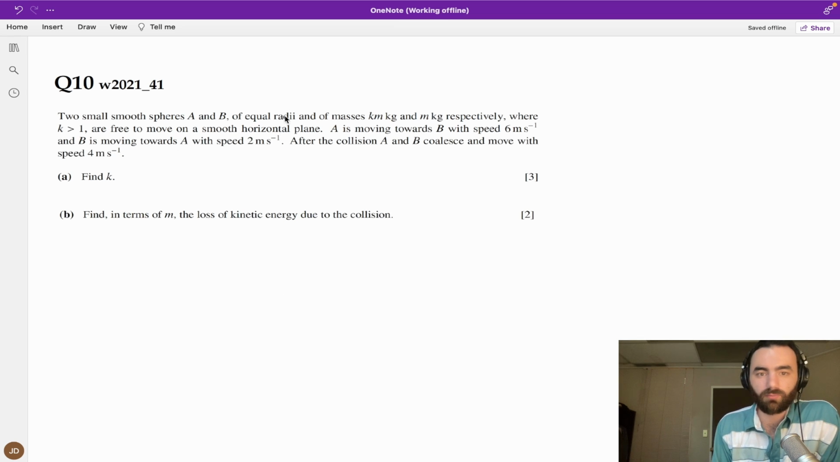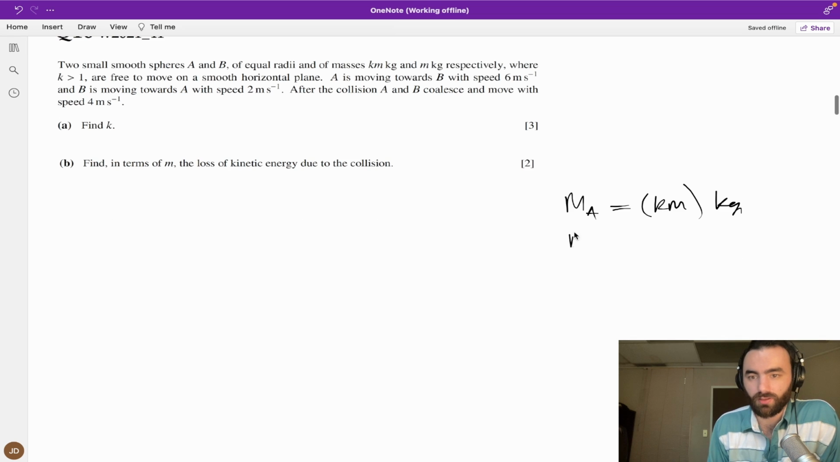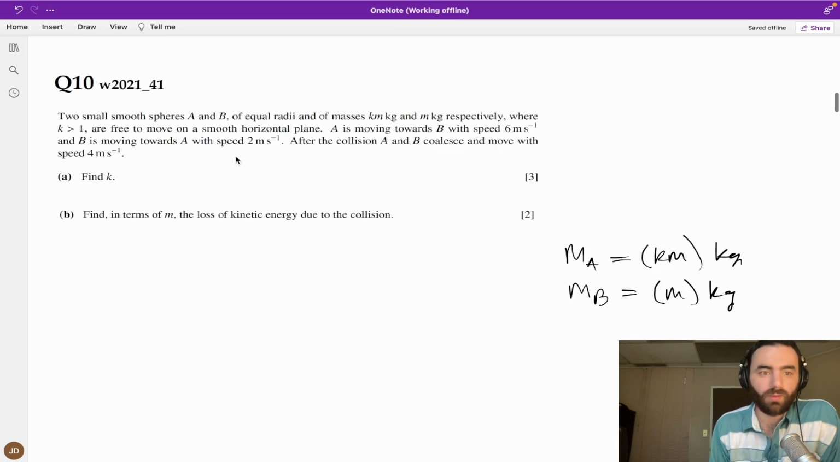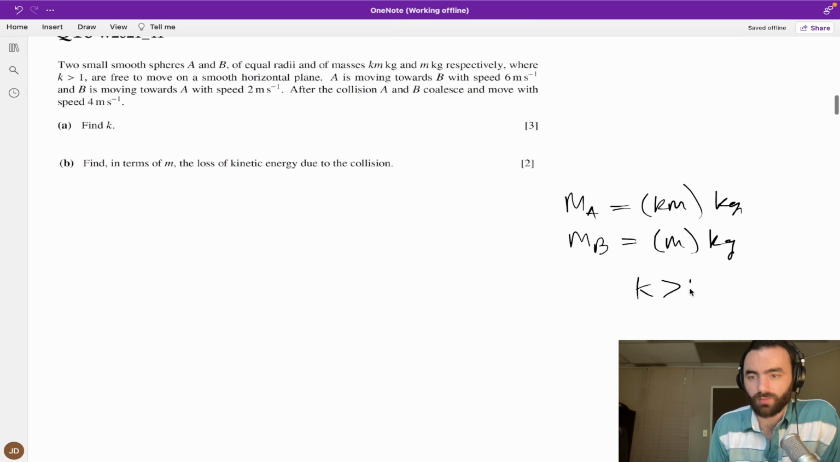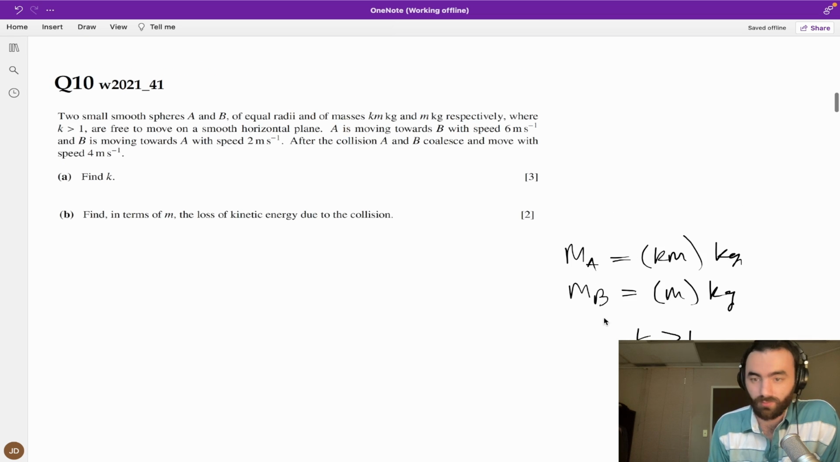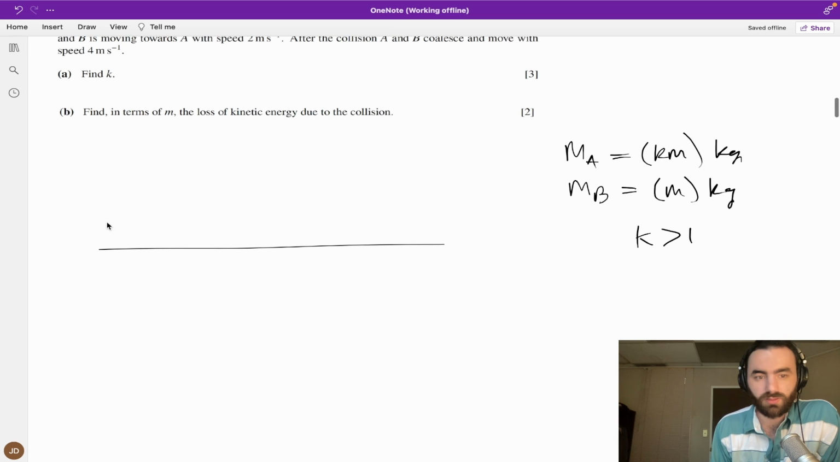So two spheres A and B of equal radii. The mass of A equals k times m kilograms. The mass of B is equal to m kilograms, where k is greater than 1, so that means the mass of A will be greater than the mass of B. They are free to move on a horizontal plane. A is moving towards B with 6 meters per second, and B is moving towards A at 2 meters per second. Okay, so we'll look at what's going on.